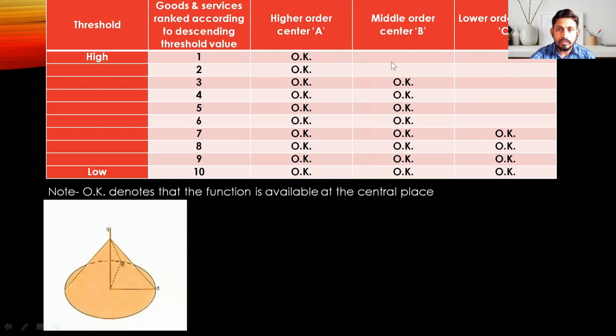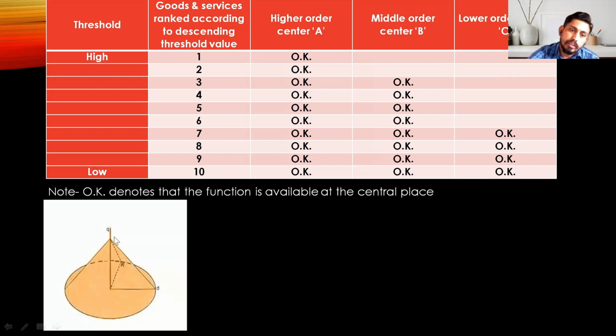But in the case of the middle order center B, higher order functions 1 and 2 were absent, and the functions from 3 to 10 were available, which required lowest population as compared to the first and second ones. Then when we look at the lower order center C, only the functions which required the lowest threshold population were available. So the functions from 7 to 10 were available at the lower order center C. Maybe it is a village, that's why it required a very limited population to run a particular business. So only the businesses which required the lowest level of threshold population were available at the lower order center C.